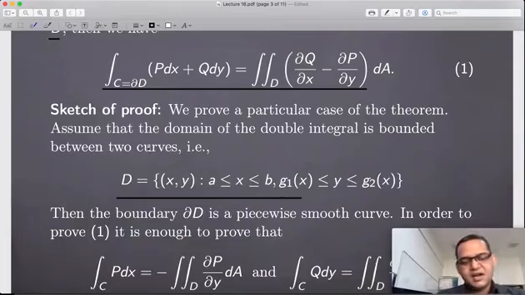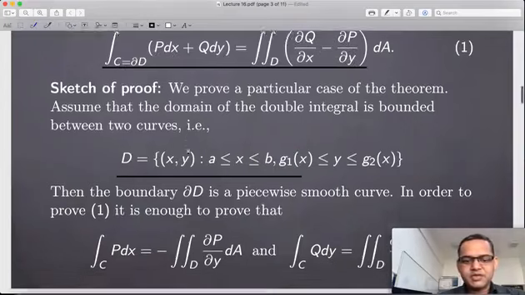To make it even simpler, you can consider a rectangle. So instead of g1(x) you take c, and instead of g2(x) you take d. That you can also try and write down, but of course that is going to be immediate from this proof. If you want to prove this, you look at the term corresponding to P here, the line integral of P with respect to x, and then there is a term with respect to Q over here.